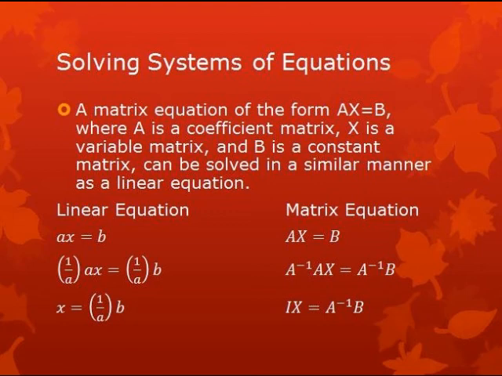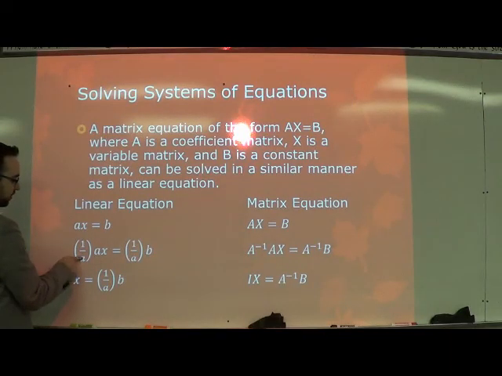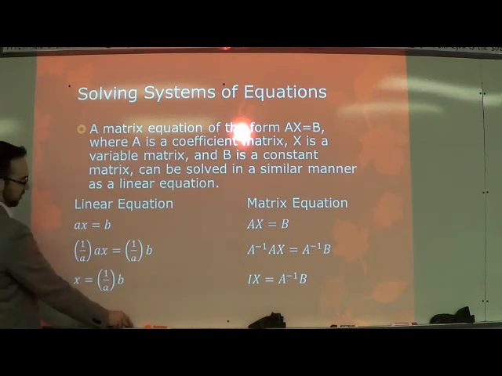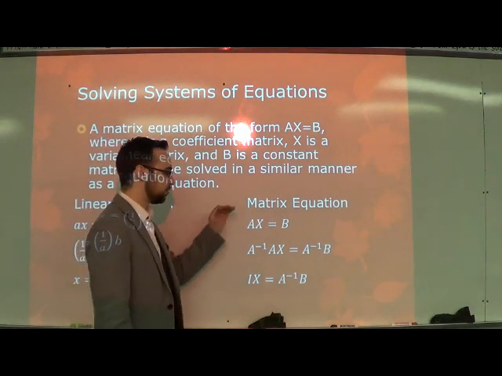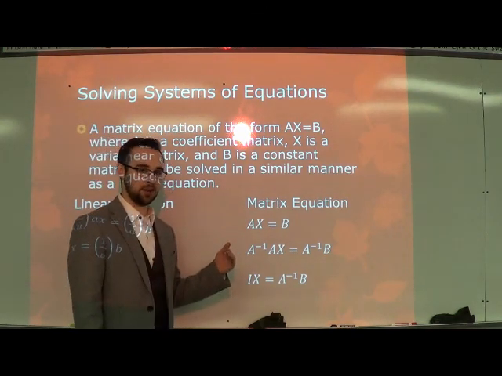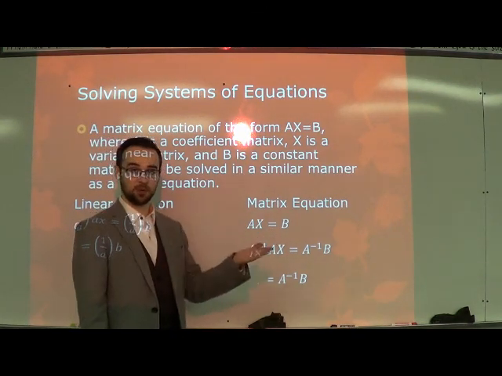Looking at these, we're going to be using inverses. So for instance, when we want to solve ax = b, we divide both sides by the constant a, and we end up with x equal to the multiplicative inverse of a times b. We want to do the same thing with matrices, but we can't divide by a matrix, we multiply by its inverse to get rid of it.